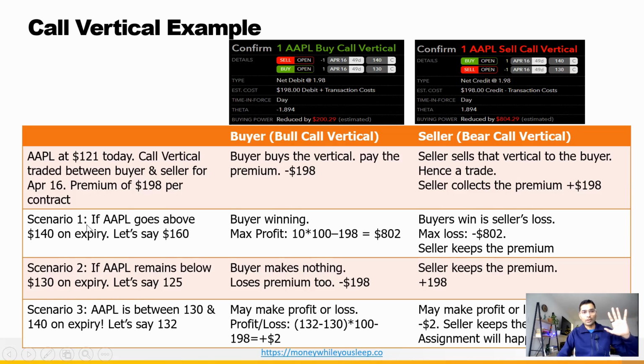So what can happen on April 16th? Scenario 1, Apple can go above $140, above the highest strike. Let's say it becomes $160. So in that case, the stock has shown the bullishness, hence the buyer is going to win this particular bet. And what will be the profit in this case? The maximum profit is going to be 10 multiplied by 100 minus 198.